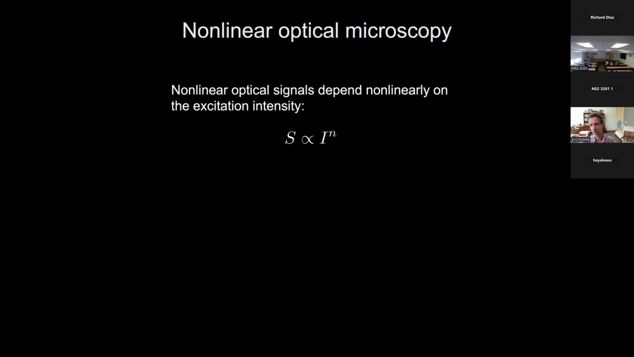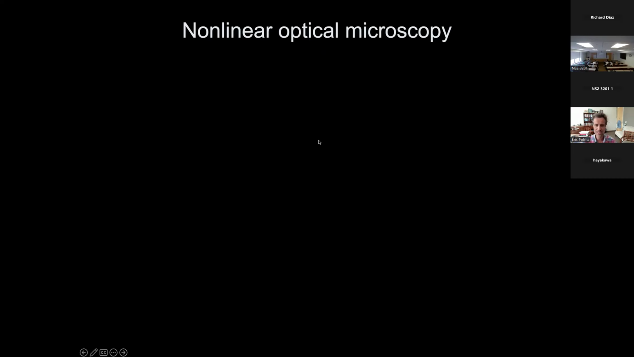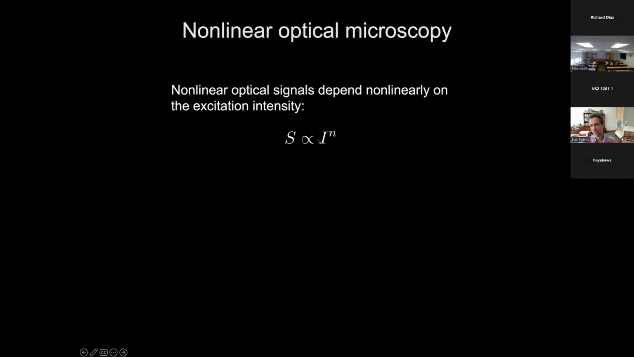So nonlinear optical microscopy is indeed based on this very simple principle. I have an optical signal that scales in a nonlinear fashion with the intensity of the incoming light. That is a very simple definition, but it's important to understand that it's the intensity to a power n, where n is an integer larger than 1. That is simply the definition of an optical nonlinearity.